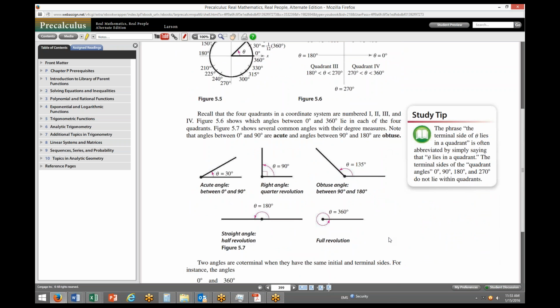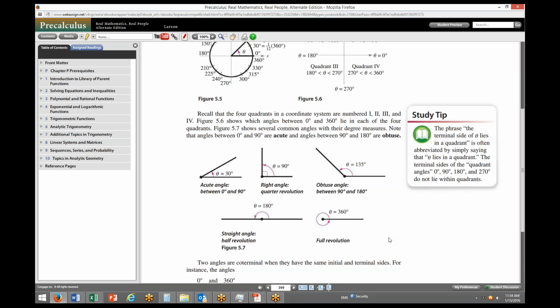And there's another term I want you to know. You can have an angle greater than 180 degrees. If it's more than 180 but less than 360, that's called a reflex angle. Reflex, R-E-F-L-E-X, a reflex angle.